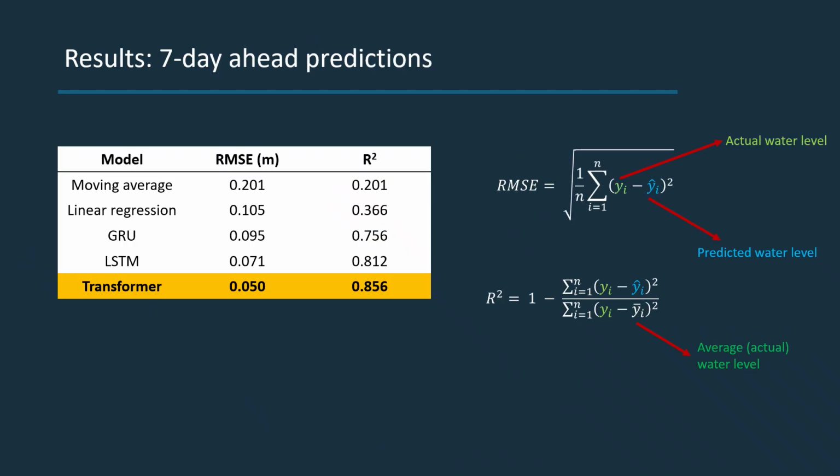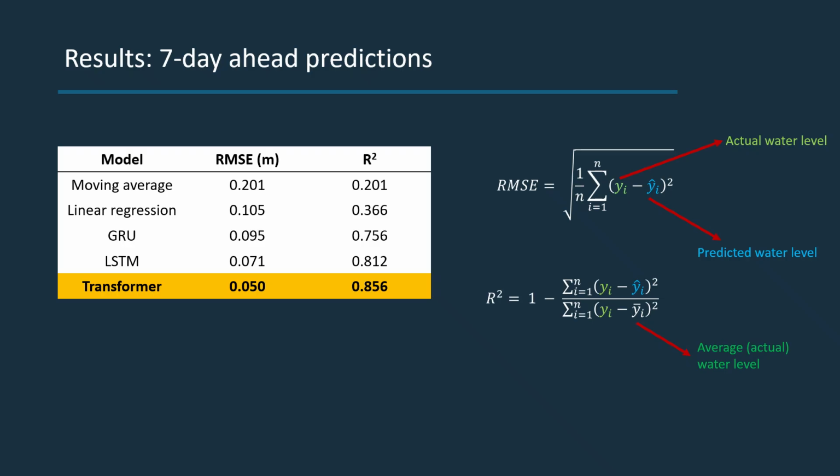So here we have the results of the transformer in comparison with some baseline models for several test locations. The performance metrics used here are RMSE, which stands for root mean squared error, and R-square. Both of these metrics measure how well the model predicts the water level.